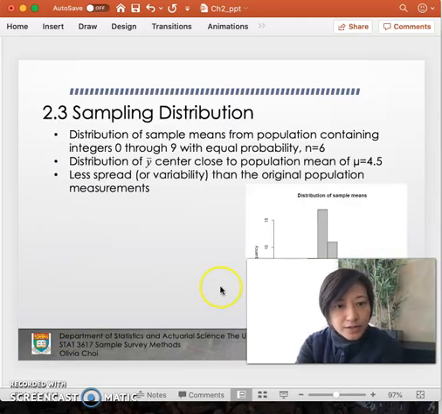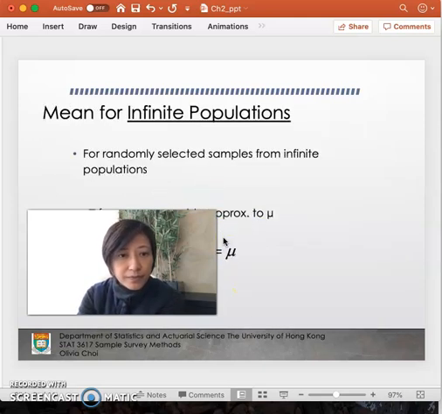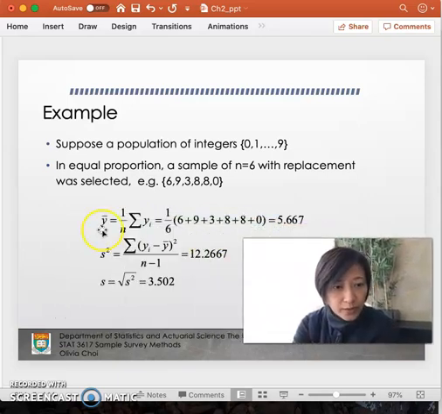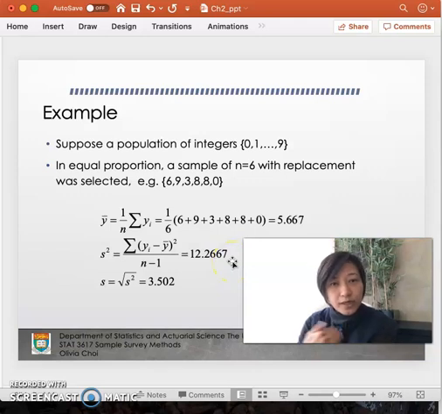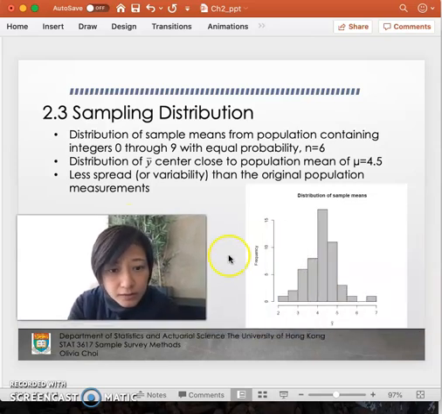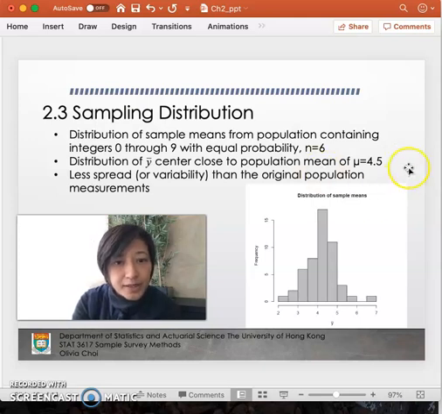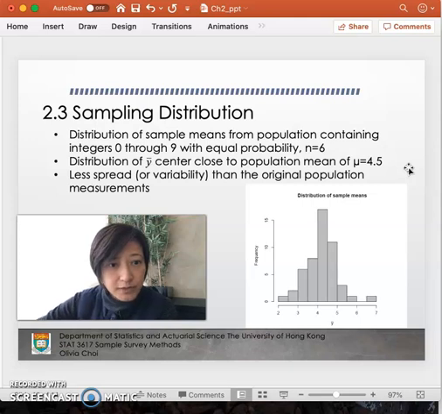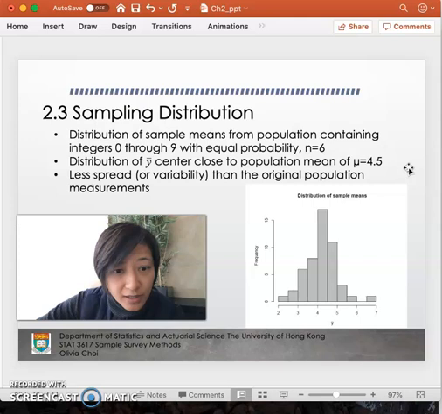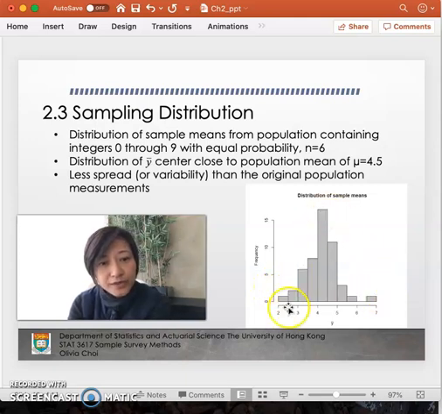Okay? So this distribution explains our example. From one sample that we choose, we have one value of y bar, which is 5.667. s squared is 12.2667. Theoretically, if we repeat choosing the sample many times, if we repeat choosing n samples, 6 samples from the infinite population 50 times, then we would obtain 50 y bar. Then we can plot it out. Now we have a distribution of the sample mean.